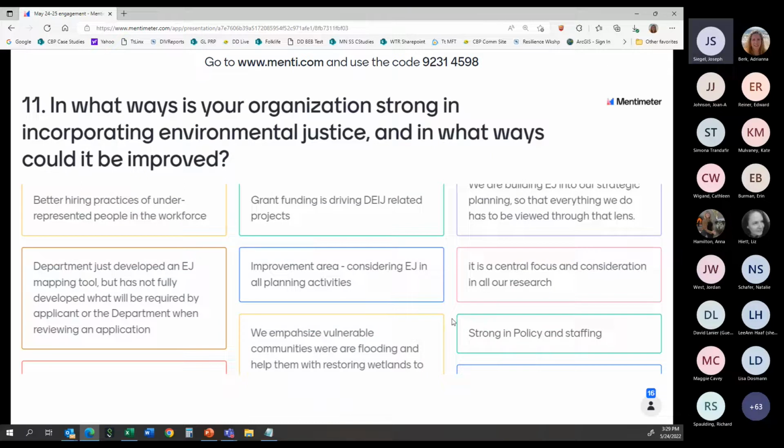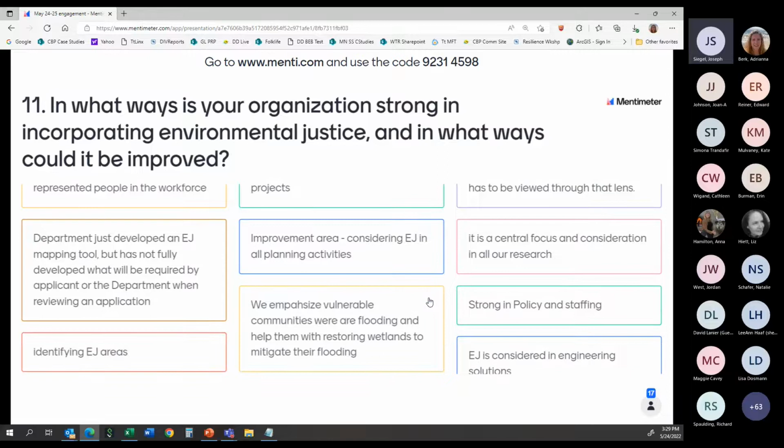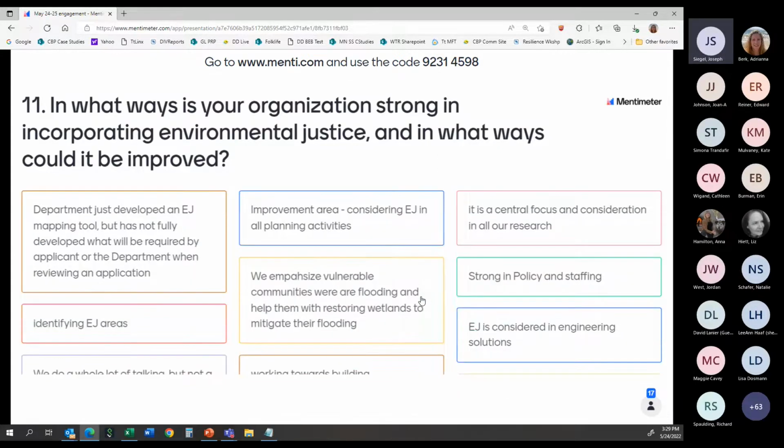Here's an area for improvement, considering EJ in all planning activities. Someone's department just developed an EJ mapping tool, but it hasn't fully developed what'll be required by the applicant or the department when reviewing an application. Identifying EJ areas. I'm not sure if that's what they're doing or what they're improving, so try to make that clear when you punch in your thought.